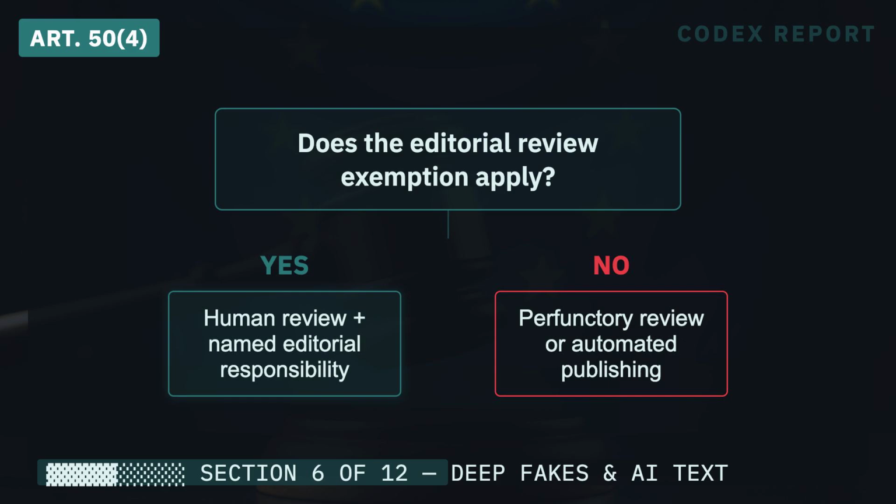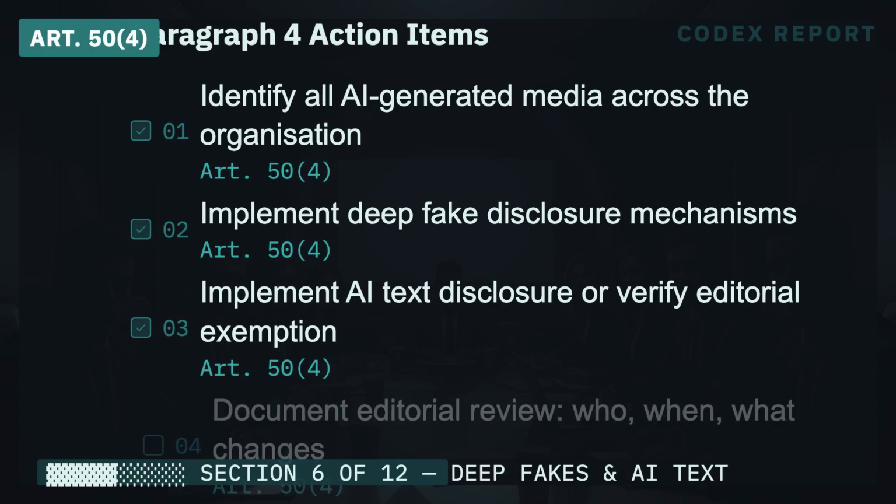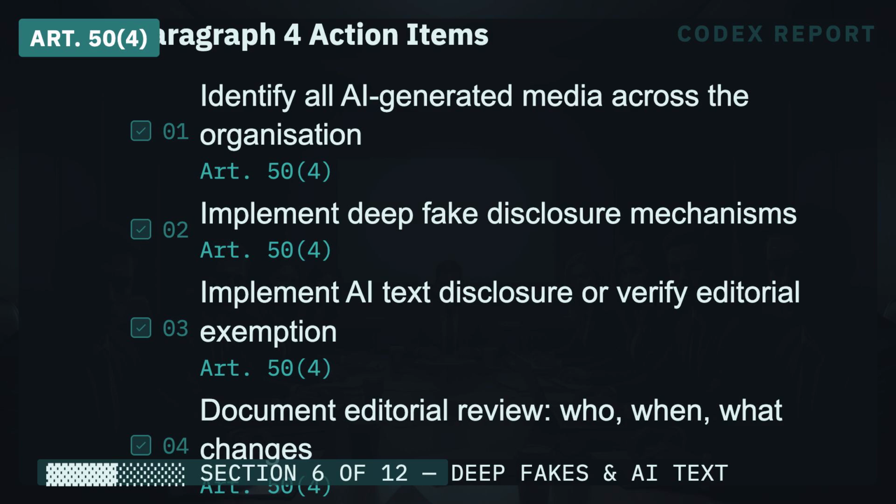The AI-generated text provision will have profound effects on media, marketing, and content production. If your organization publishes AI-generated text on matters of public interest, news articles, policy analyses, market reports, public health information, you must disclose the AI involvement. The phrase matters of public interest is broad and will be subject to interpretation, but it clearly encompasses journalism, regulatory commentary, health information, financial reporting, and political content.